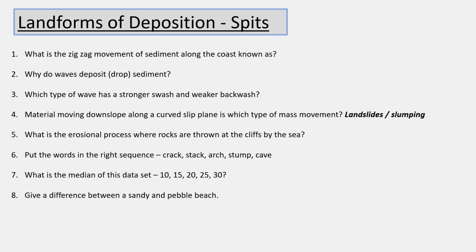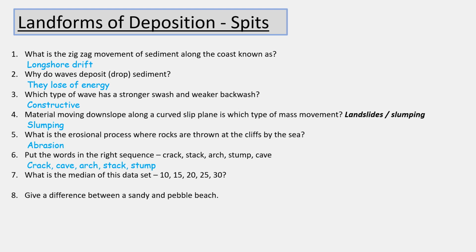Brilliant, so let's go through the answers. Number 1 is longshore drift. Number 2 is they lose energy. Number 3 is constructive waves. Number 4 is slumping. Number 5 is abrasion. Number 6 should be crack, cave, arch, stack, stump.